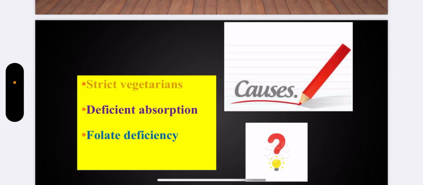Now, this type of anemia can be seen in strict vegetarians, because mostly the sources of vitamin B12 are meat, poultry, eggs, dairy products. If there is deficient absorption, like in case of pernicious anemia, we'll talk about this, in which there is deficiency of intrinsic factor. In case of folate deficiency, it can occur because of more demand, like in case of pregnancy, lactation, malabsorption, or drug induced. For example, if the person is taking methotrexate, it can sometimes result in deficiency of folate, ultimately resulting in megaloblastic anemia.